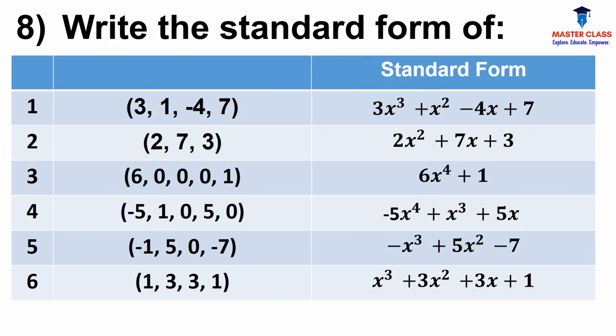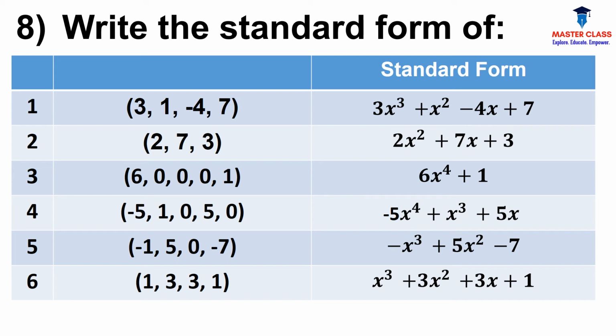In the next question, we are going to do the reverse of what was done in the previous question. We are given a polynomial in coefficient form and we have to write it in standard form. The first polynomial given is 3, 1, minus 4, 7. This must be written as 3x cube plus x square minus 4x plus 7 to make it in standard form. The polynomial which is indicated by the coefficients 2, 7, 3 must be written as 2x squared plus 7x plus 3 to make it in standard form.